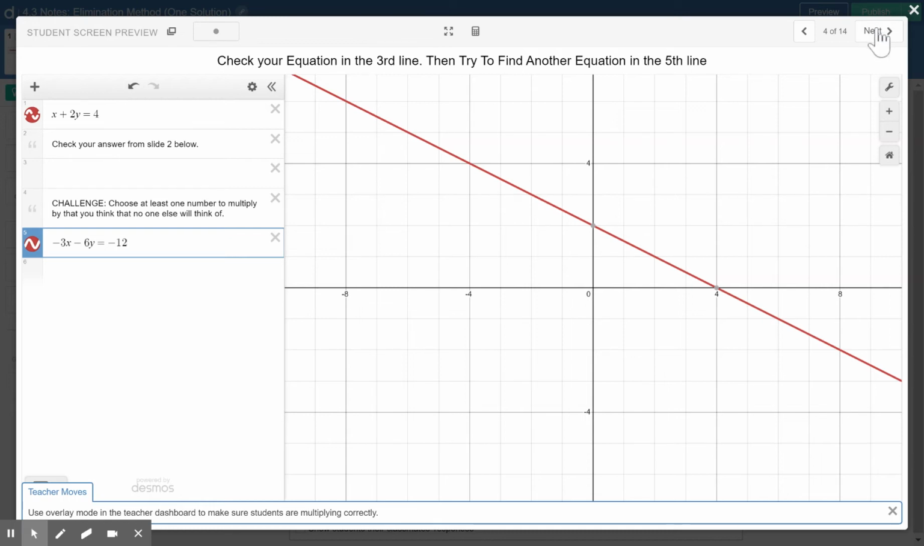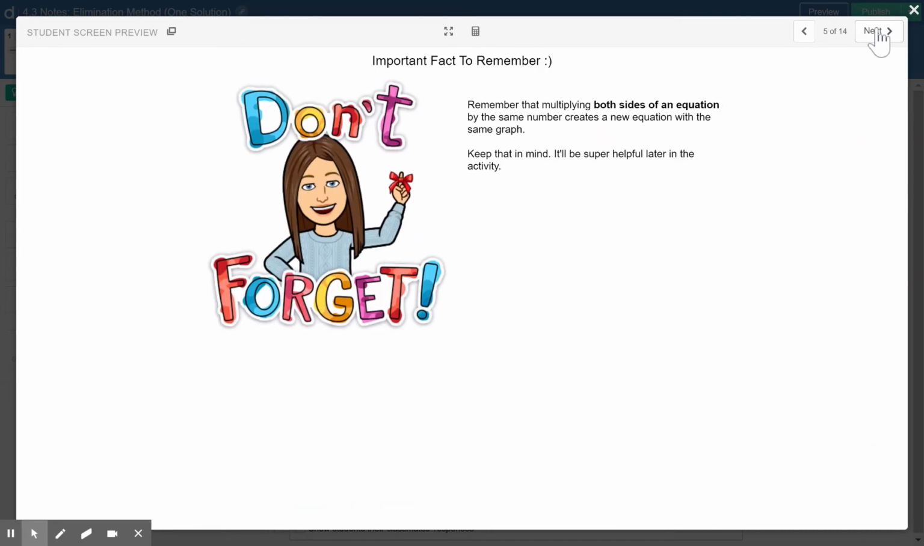So in our next slide, we'll explain a little bit. Just an important fact to remember: multiplying both sides of an equation by the same number creates a new equation with the same graph. So it looks different, but honestly it's the same. I want you to keep that in mind because it's going to be super helpful later in this activity.